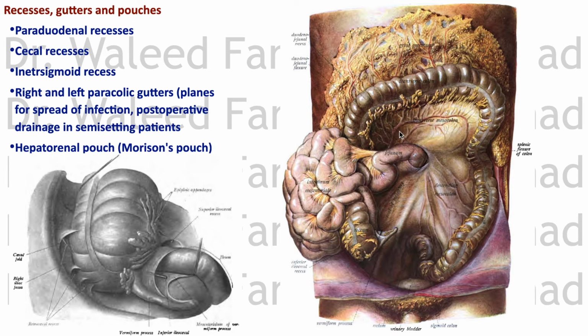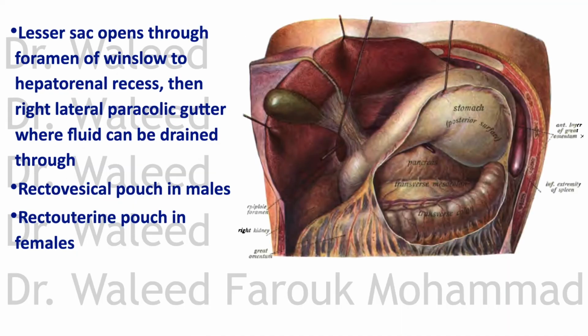post-operative patients in upper abdominal surgery are put in the semi-sitting position to drain, especially if they worked on this area, to drain all the post-operative exudate through the passage through the foramen of Winslow to the right lateral paracolic gutter, and goes down to the pelvis. Well, they can reach it through the pouches downwards, the Douglas pouch and the rectovesical pouch.